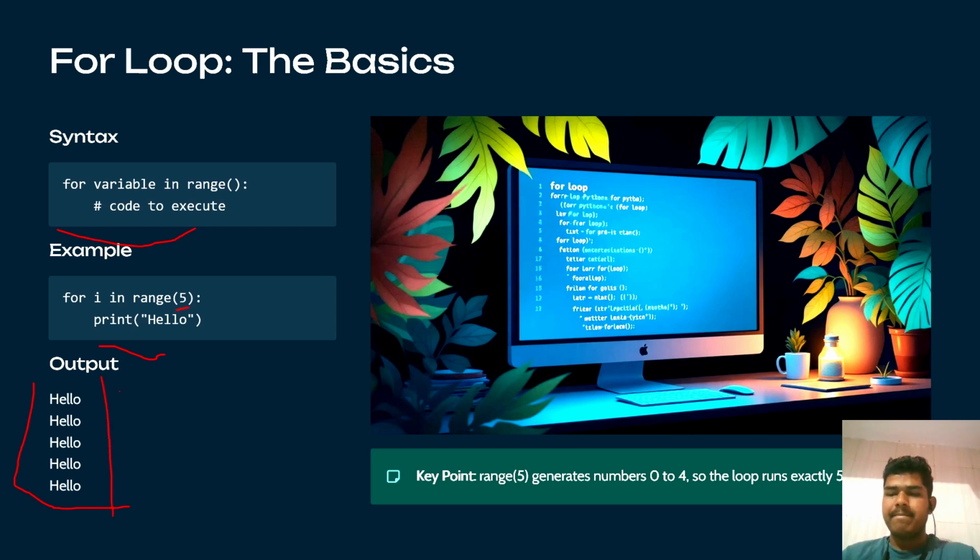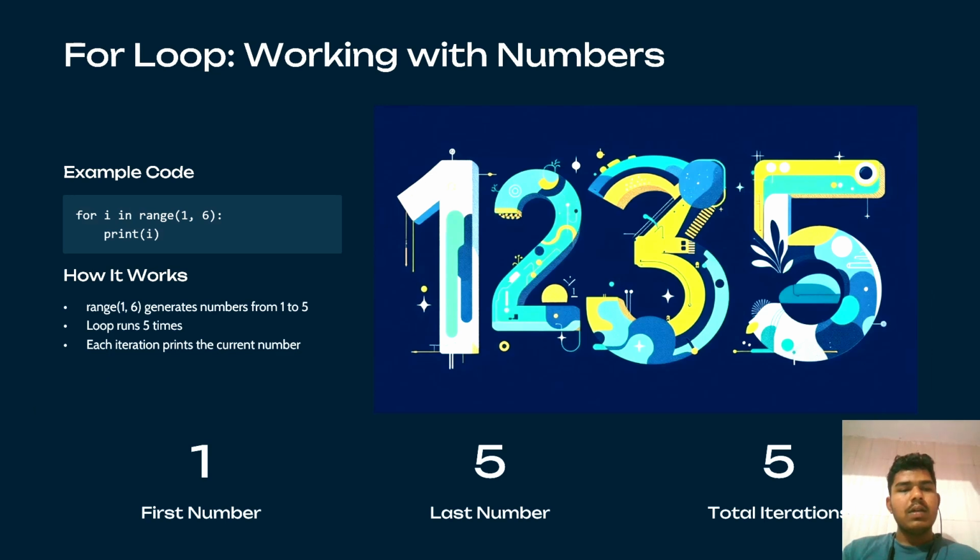Like in this example code: for i in range(1, 6): print(i). Range 1 to 6 generates numbers from 1 to 5. The loop runs 5 times, and each iteration prints the current number. The last number is 5 because we used the range 1 to 6, and the first one is 1.